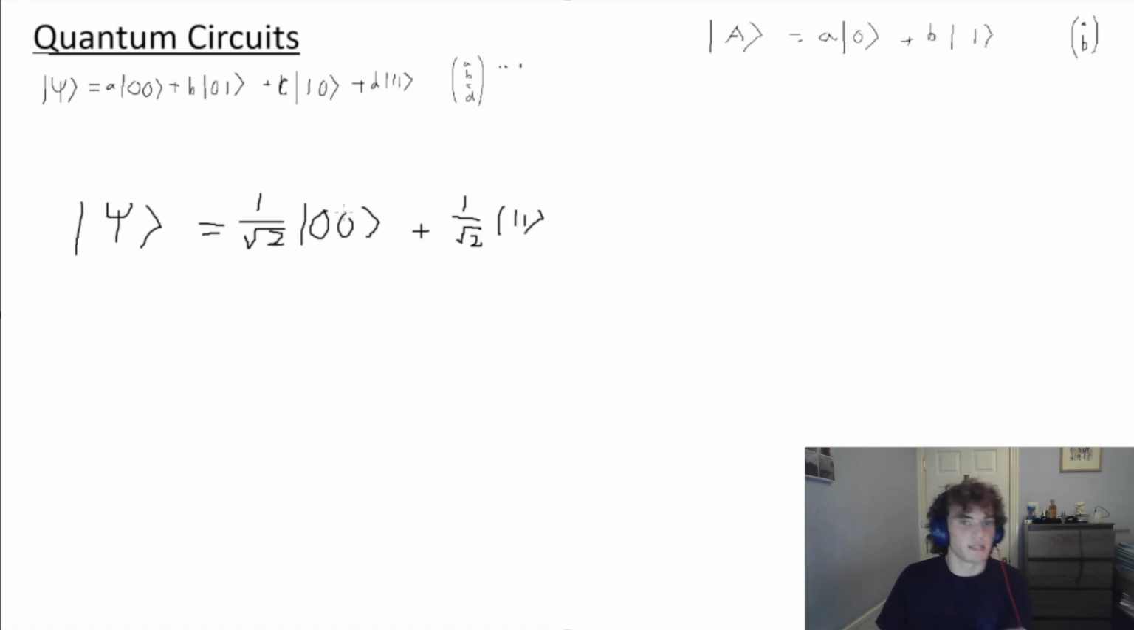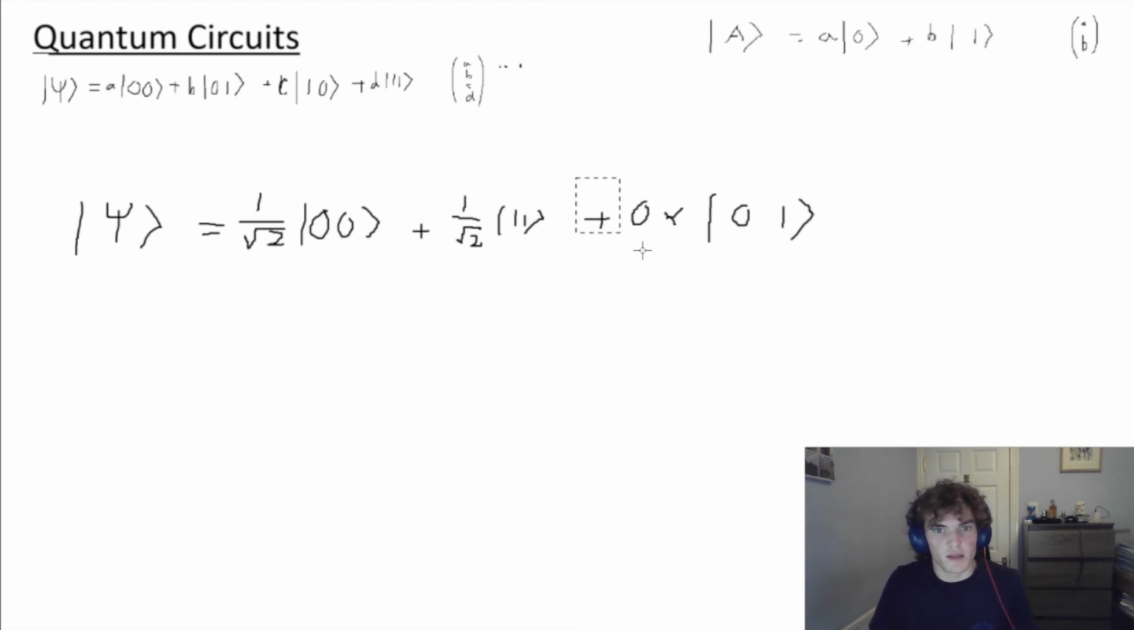It can only be in state 0. There's no other state. If we were to extend this, we have 0 multiplied by the state 0, 1. So there's a 0% probability that our 2 qubits are in the state 0, 1. So if we measure the first qubit as 0, we know for sure that the second qubit is 0, which is pretty crazy.